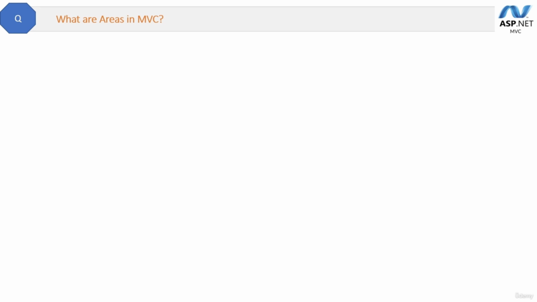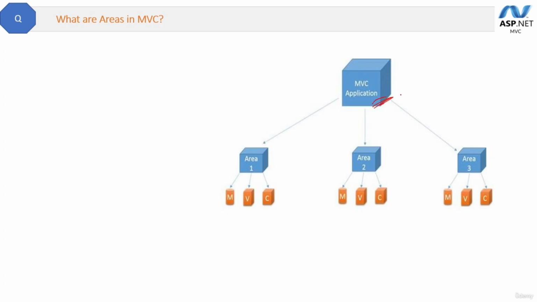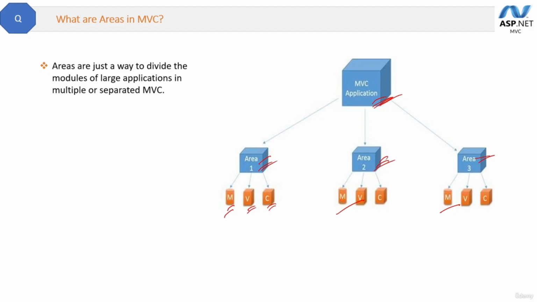Explain areas in MVC. Here first let's see the diagram of the MVC application. Now see, this application can have multiple areas and each area will have their own MVC architecture. Basically, if you have a very big application, then you can divide your application into separate modules with the help of areas. So the definition is: areas are just a way to divide the modules of a large application into multiple separated MVCs so that you can better manage a big application. Okay, that is a simple definition and explanation about areas.